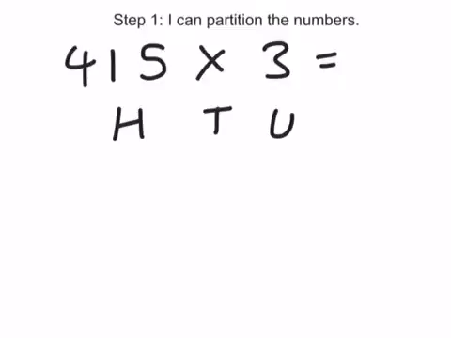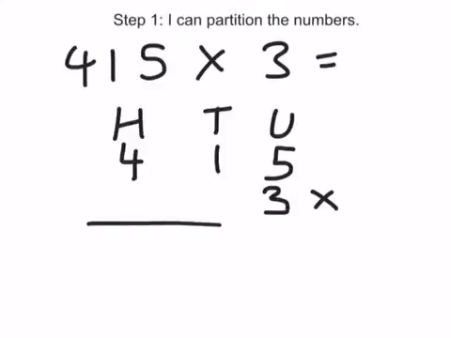Okay, so let's put 415 into our place value. So we know there's 5 units, 1 ten, and 4 hundreds, and that we're simply multiplying by 3. So it should look like that.